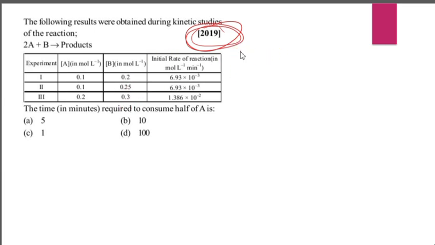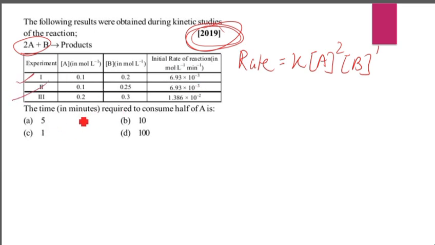First write down the rate law. What will the rate law be? Depending on this, we will write the rate law. So the rate law will be rate equals rate constant times a to the power 2 into b to the power 1. Okay, done. Now see, there are three equations for the initial rates. Now they are asking you the time required to consume half of a. How much time will you need for consuming half of a? So how will we write that particular thing?